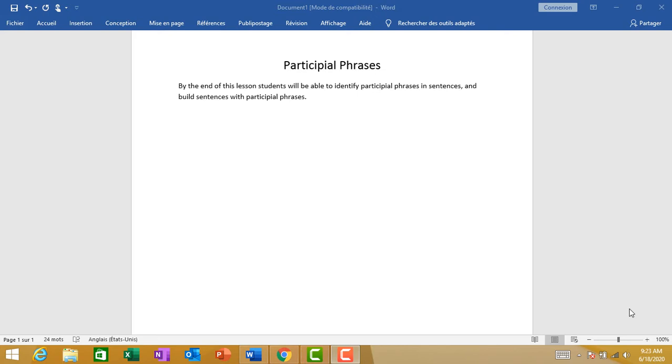So let's look at your objective for today. By the end of this lesson, you will be able to identify participial phrases in sentences, and you will be able to build sentences with participial phrases.